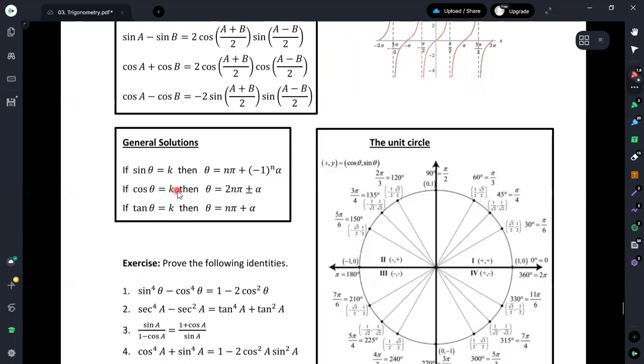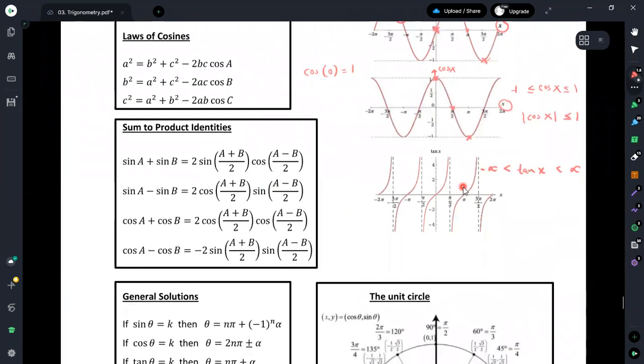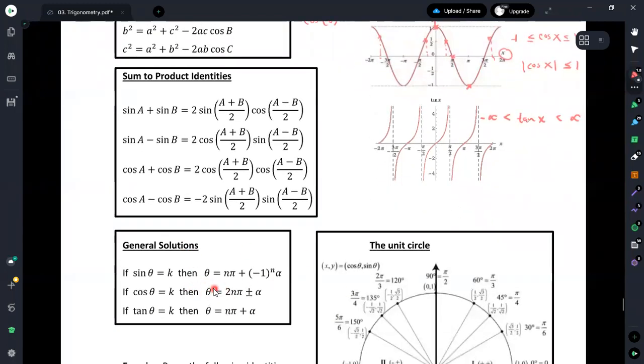And if cosine theta equals k, to find the value of theta we can use this equation: 2 times n pi plus or minus alpha. It is because for the cosine function, if it is cosine half, it can have the value at these points. This will be another value of x, and this will be another value of x, and this another. Therefore, for a single value of cosine theta, we may have several values for theta, so we use this as the general solution.